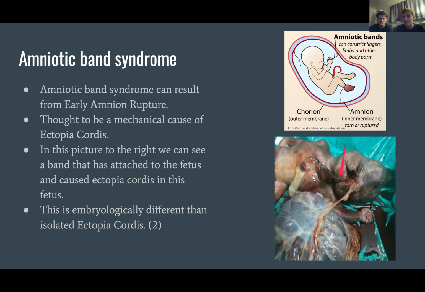These bands can get wrapped around the heart and also limit its ability to descend. So here you see the heart, we have this arrow pointing here to this band. This band also caused some facial deformities. So this is another example of a mechanical thing leading to Ectopia cordis.